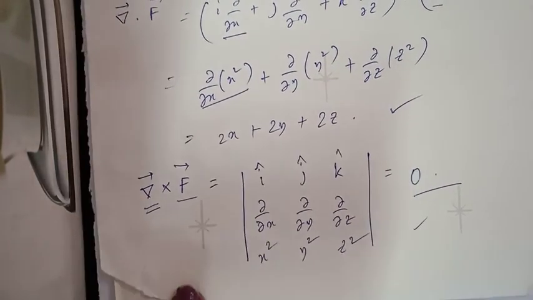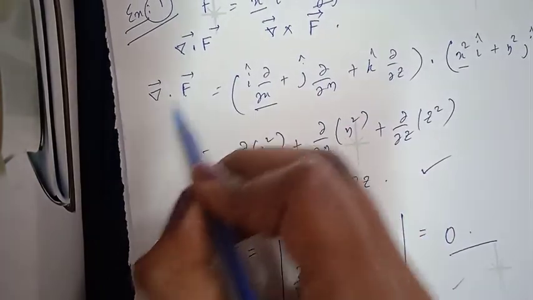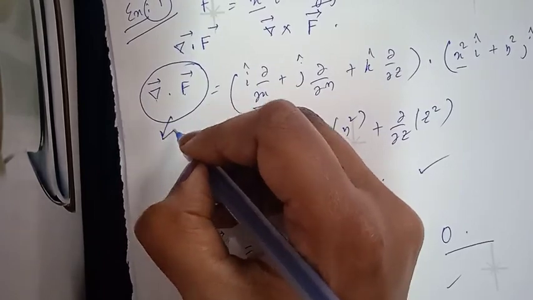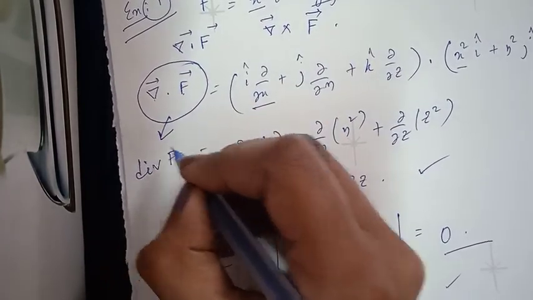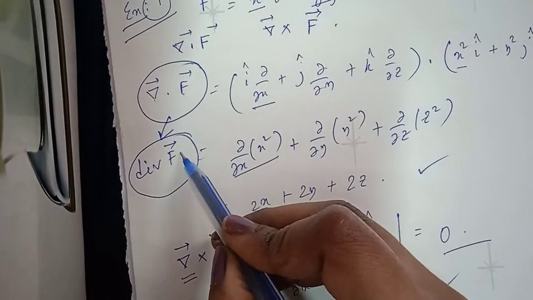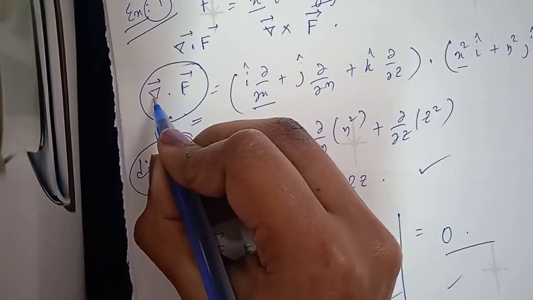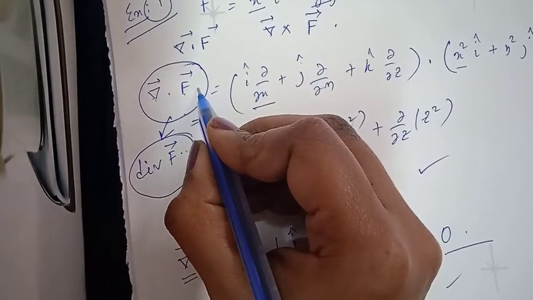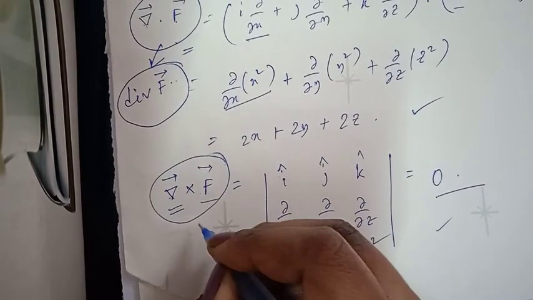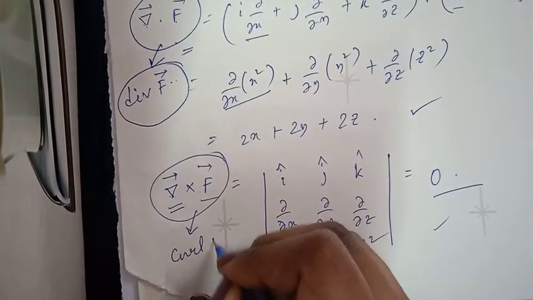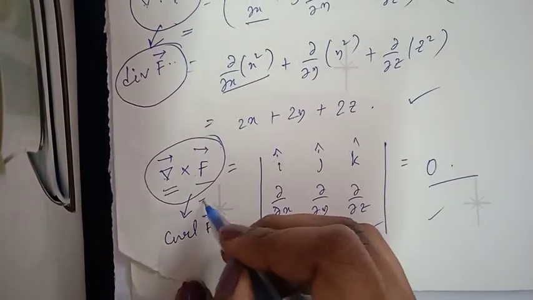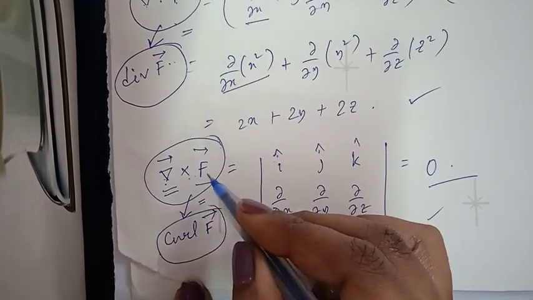Now it has a particular name. For any vector f, the dot product of the nabla operator with it has a particular name, which is called divergence of f. Okay, so whenever I say divergence of f or div f, you need to understand that means nabla operator dot the vector function f. And this nabla operator cross f also has a particular name, which is called curl f. Okay, so whenever I say curl f, you need to understand that means nabla operator cross the vector function.